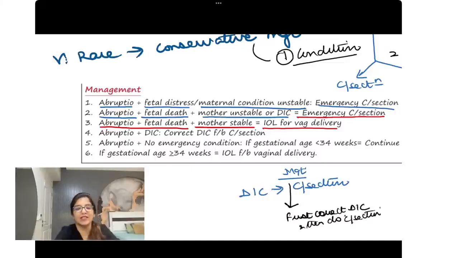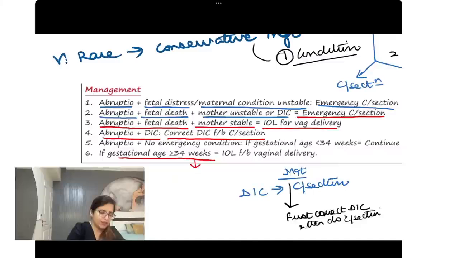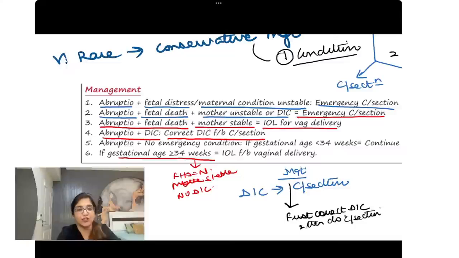Next case is question में केवल ये दिया है कि एक abruptio की patient has got DIC. What is the management? Management is correct DIC followed by cesarean section, right? Question में दिया है कि gestational age more than or equal to 34 weeks है, मदर भी stable है, fetal heart sounds normal है, कुछ नहीं और दिया, right? Fetal heart sounds absolutely normal दी हैं, mother stable दी है, right? There is no DIC, nothing. Now again active management तो करना है, but यहां पे क्या cesarean करना है? नहीं, कोई need नहीं है, mother भी stable है, कोई DIC नहीं है, कोई fetal distress नहीं है. So the answer becomes induction of labor followed by vaginal delivery, right?